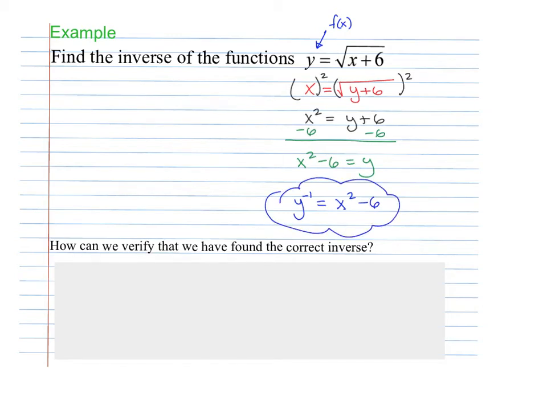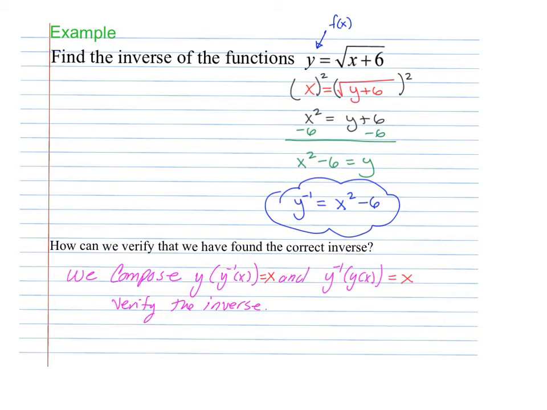How do we verify that we have found the correct inverse? What we have to do is the composition of y inverse of x, and we have to get x. And we have to do y inverse of y of x and get x. And if the composition of both gives us x, then we have verified the inverse.